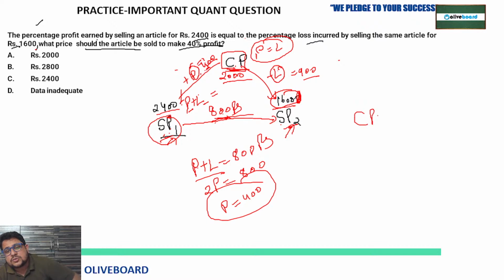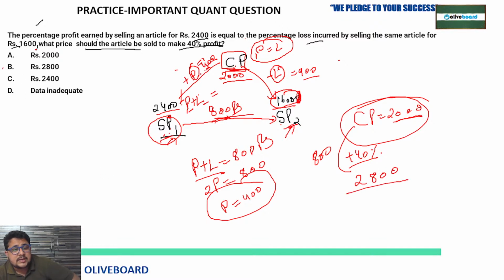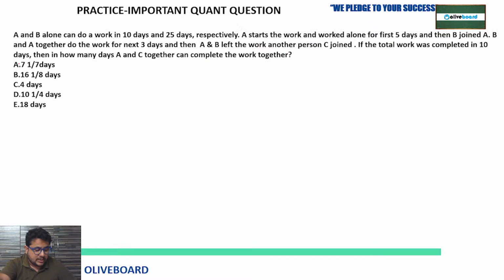So cost price is 2000, and that is what we need actually, because we have to find out the price of the article that needs to be sold at 40% profit. So 40% profit means just add 40% more. 40% of 2000 is going to be how much? 10% is 200, 40% is 4 times, 800. So 2000 plus 800, 2800 it would be. So your answer is going to be option B, and I hope you are getting it well.